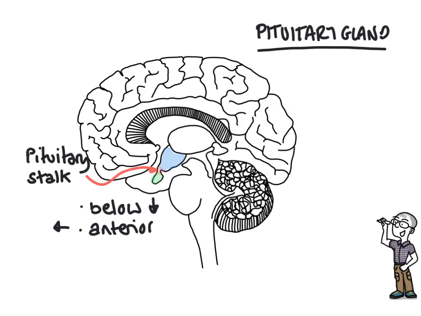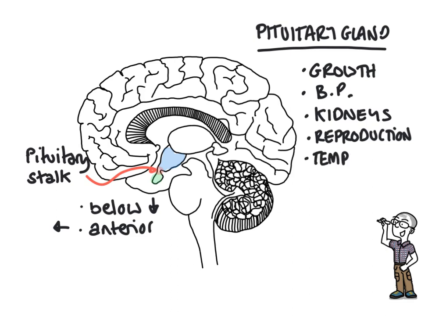It's sometimes called the master gland and is critical for hormonal activity in the body and functions such as growth, blood pressure, kidney regulation, reproductive behaviour, temperature, and pain regulation. You'll look at this in much more detail in a later lesson.